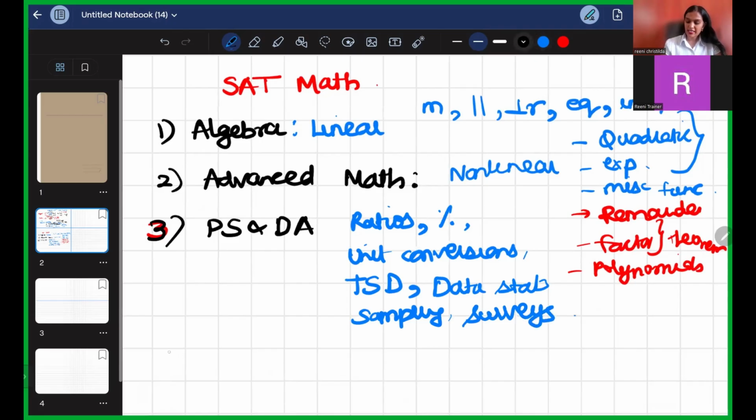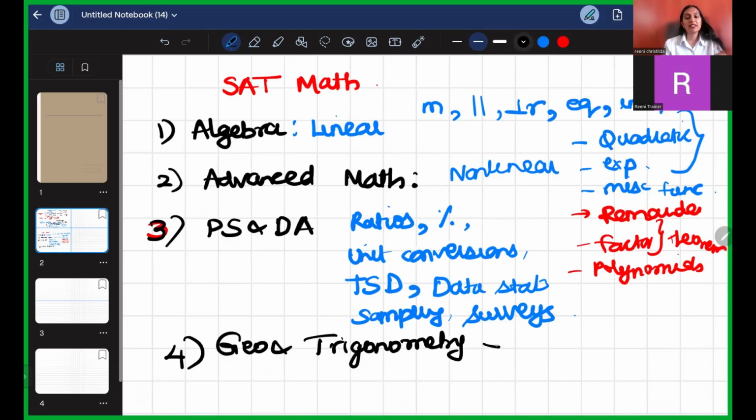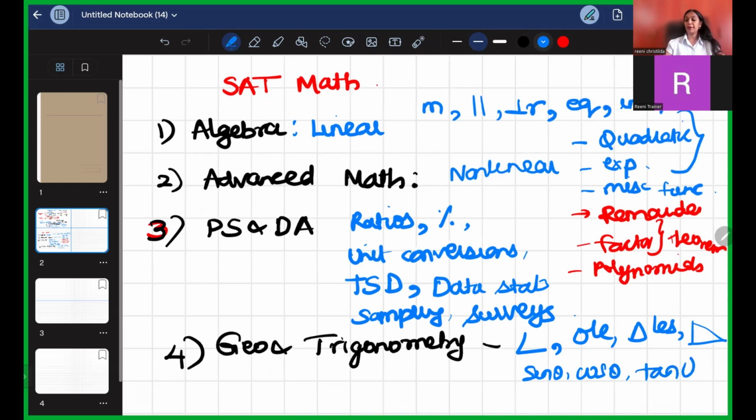So the next topic is geometry and trigonometry. So what is covered here? Angles, circles, triangles, right triangles, unit circles, sine theta, cos theta, tan theta, mensuration, all the formulas. So these things are discussed.